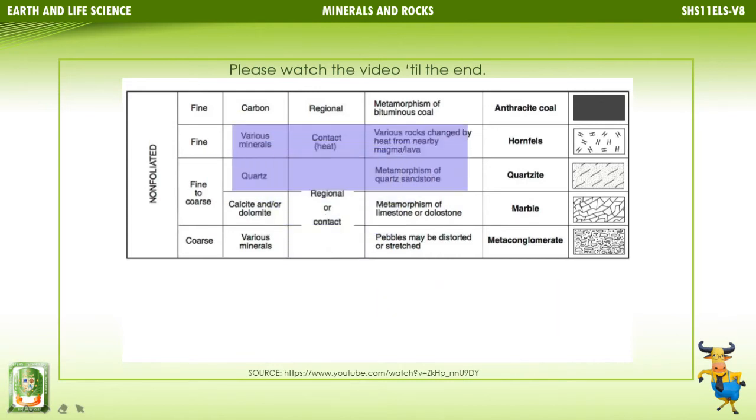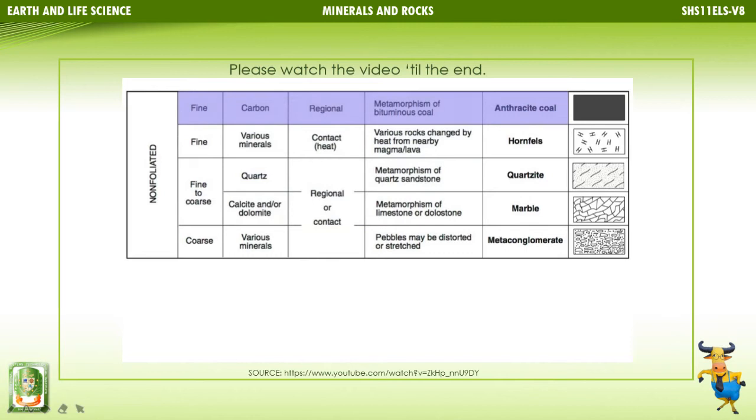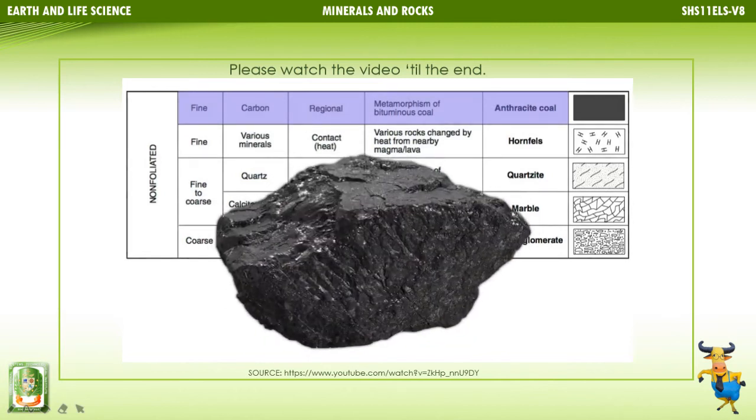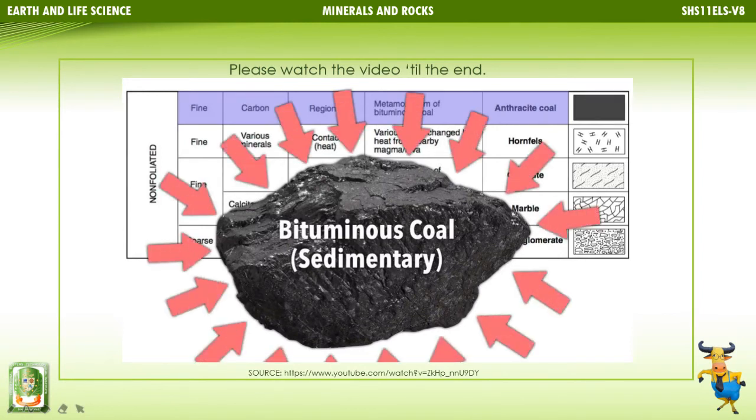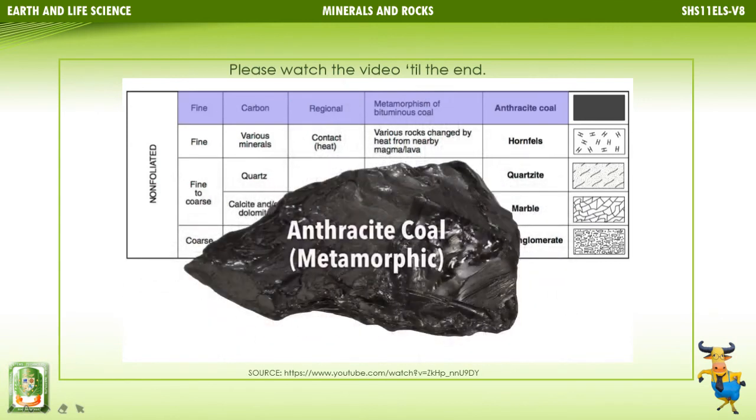Let's take a closer look at this first one, the coal. Now, if you recall, there was a sedimentary rock known as bituminous coal. Well, if you take bituminous coal and you had intense pressure, it will metamorphose into a new rock that looks similar, but is much more dense. And this is called anthracite coal, and it is a metamorphic rock.